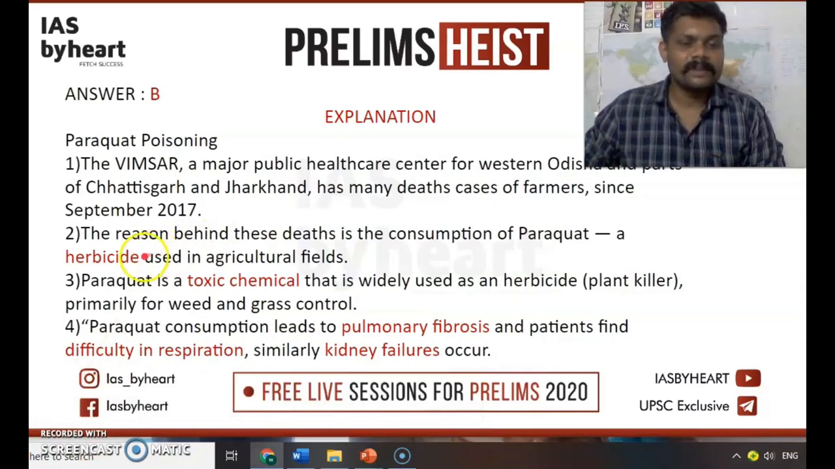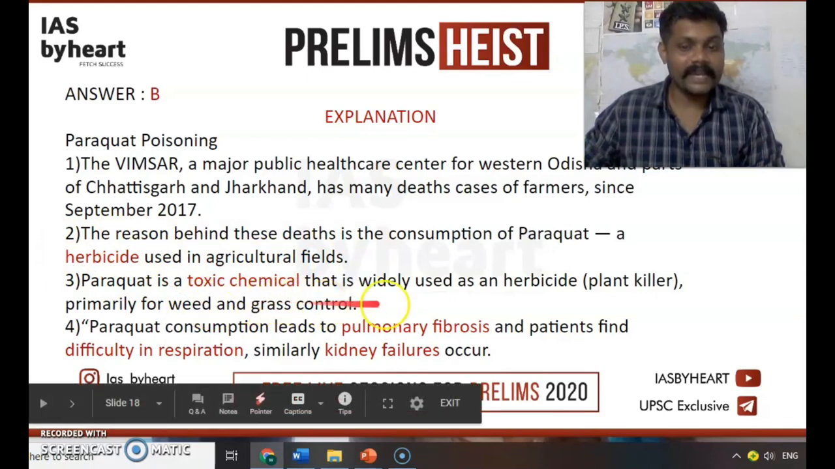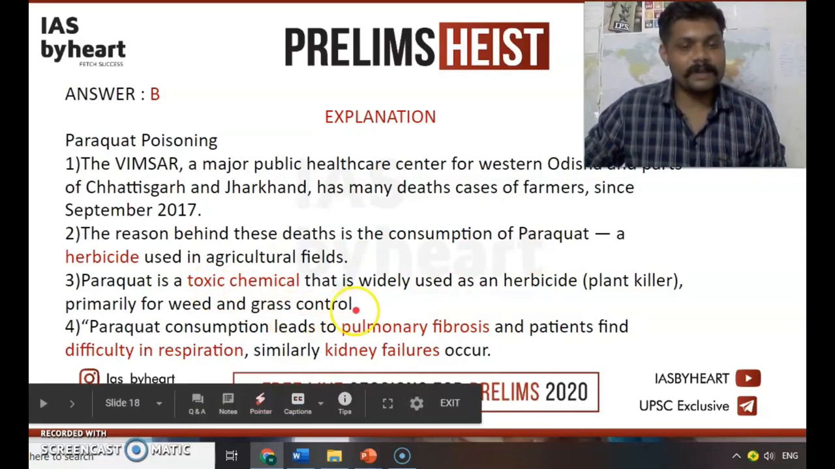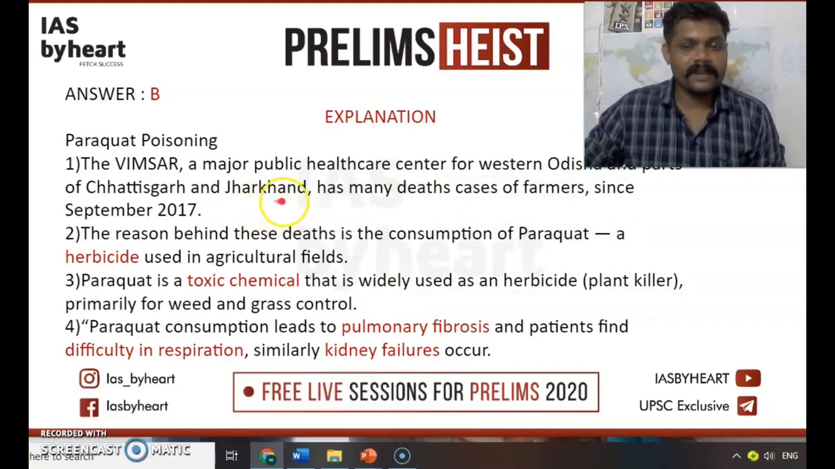See, paraquat is a herbicide used in the agriculture field. It is a toxic chemical. It is widely used as a herbicide primarily for weed and grass control. Moreover, its consumption leads to pulmonary fibrosis and kidney failure as well as difficulty in respiration. Since September 2017, many death cases have been registered in Chhattisgarh, Jharkhand and Western Odisha because of this paraquat.